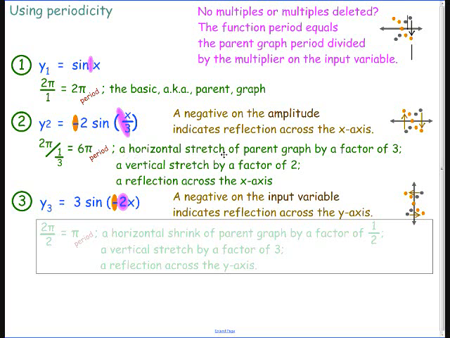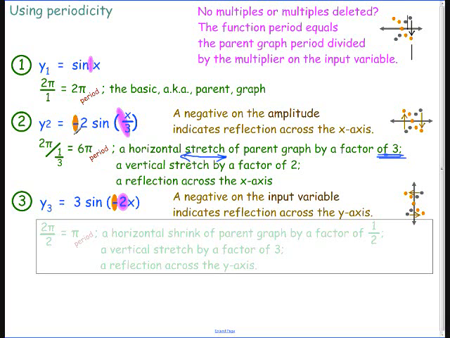A horizontal stretch of the parent graph by a factor of 3. So what happened to the frequency? It is only 1/3 of what it used to be. This will stretch it out and increase the period by 3. So it went from 2 pi to 6 pi.